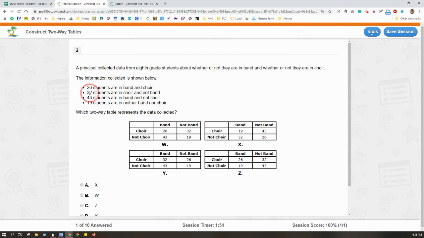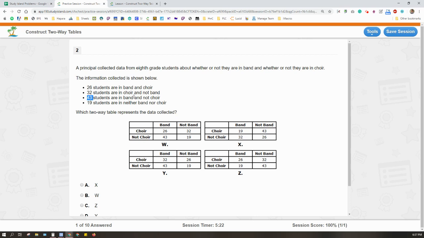Let's look at the next number it gives us. It says 32 students are in choir and not band. So which one of these tables say 32 for choir and not band? When I go in the choir row, here's a 32 right there. And it says 32 are in choir and not band. So that matches up. The other table also has 32 in choir. So since both of these tables say that there are 26 in band and choir and 32 in choir but not band, we still have to go on to our third number to check for that.